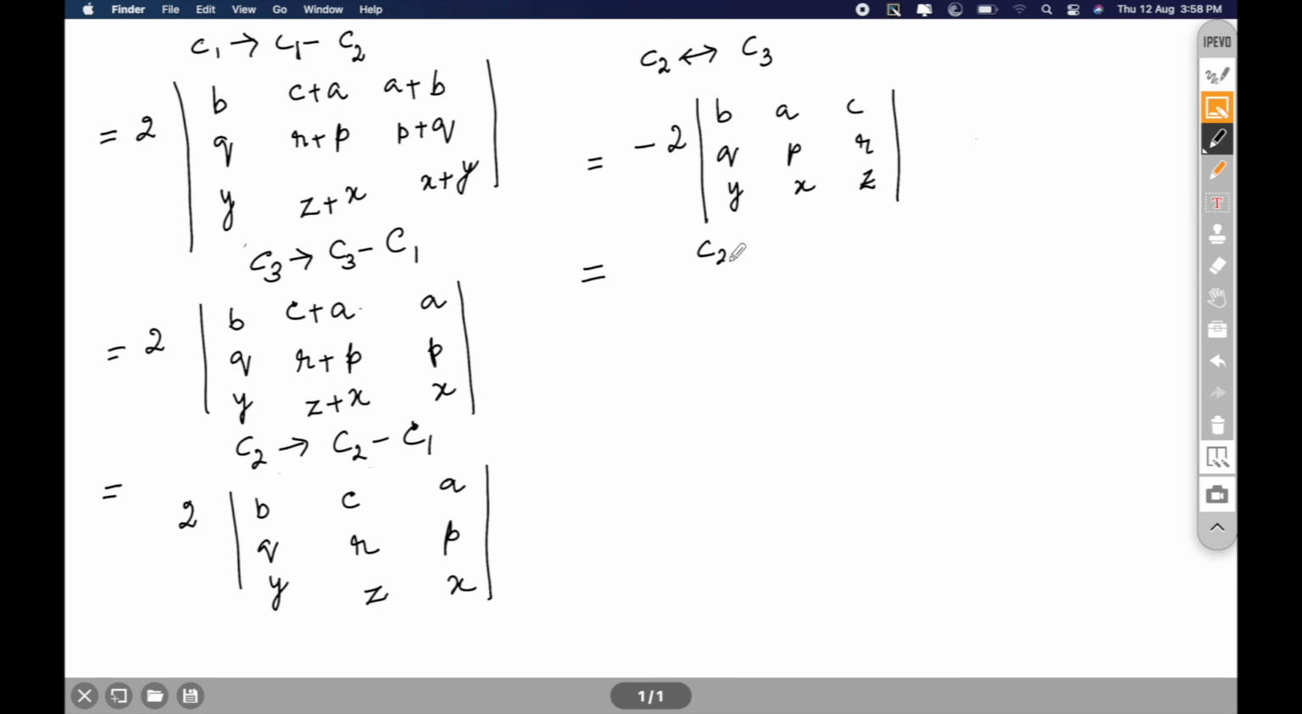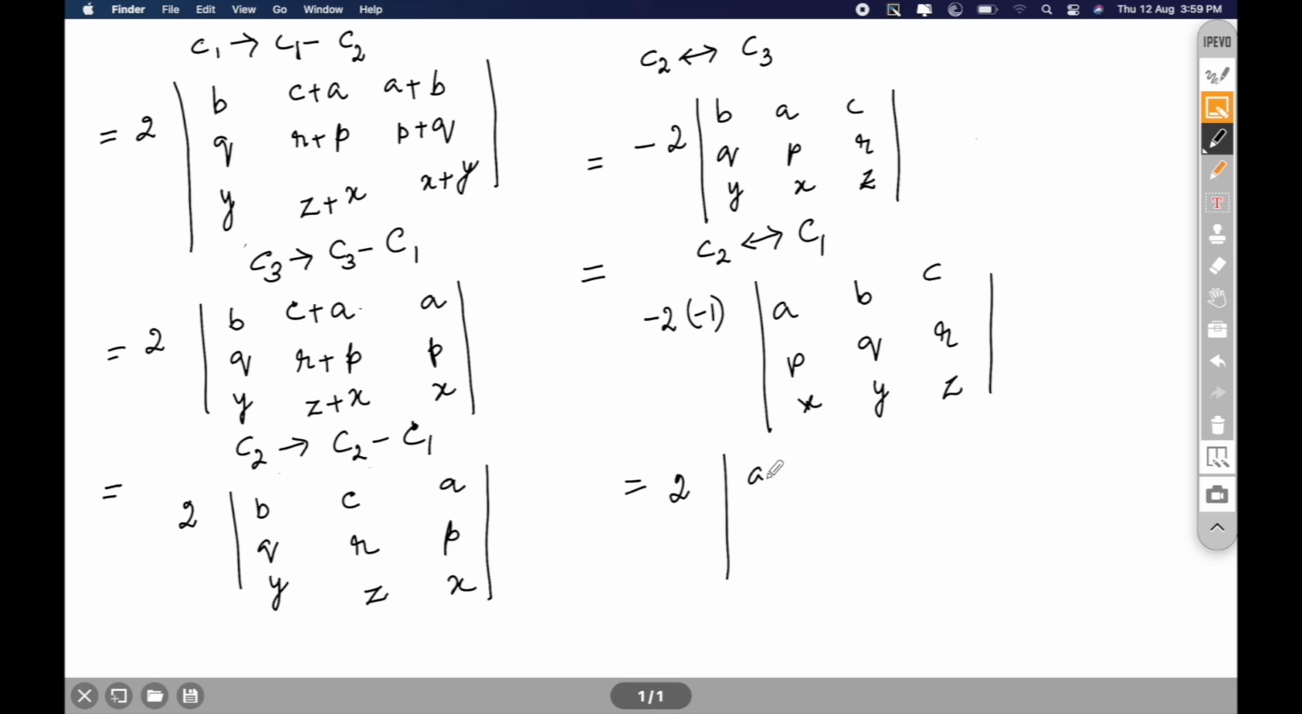Next, column 2 has to interchange with column 1. So another minus sign comes here. So we have A, P, X, right? Then B, Q, Y, C, R, Z. So minus into minus is plus. So twice of A, B, C row wise, P, Q, R, X, Y, Z. So you can see this is the right hand side, hence proved.